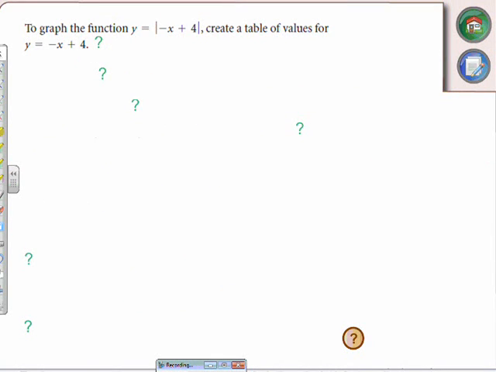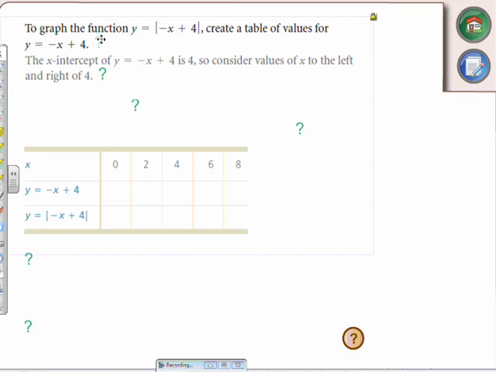Okay, so to graph a function now, we create a table of values. And then we would start filling it in. The x-intercept. X-intercept is when y equals 0. Y-intercept is when x equals 0.